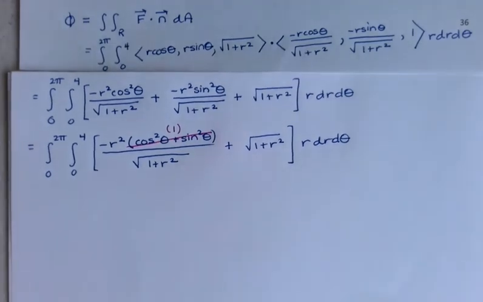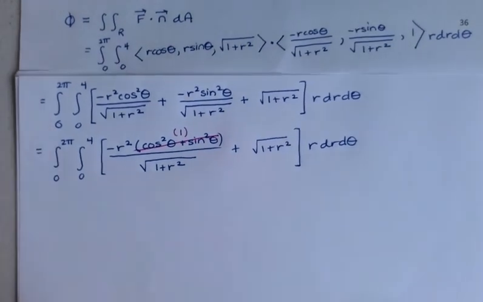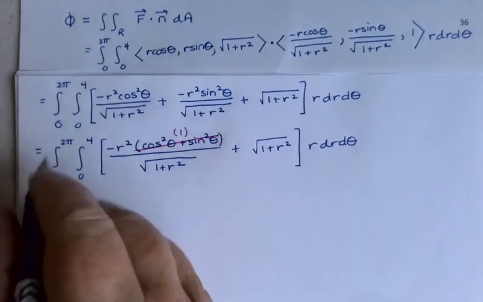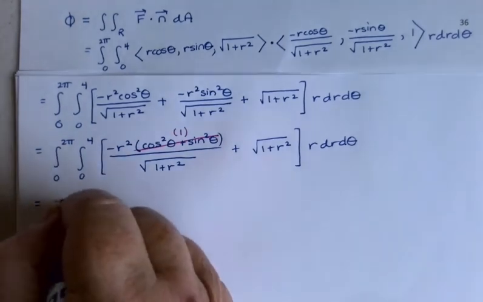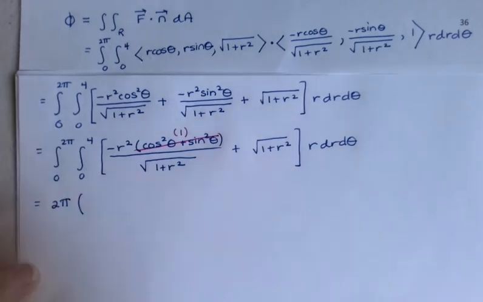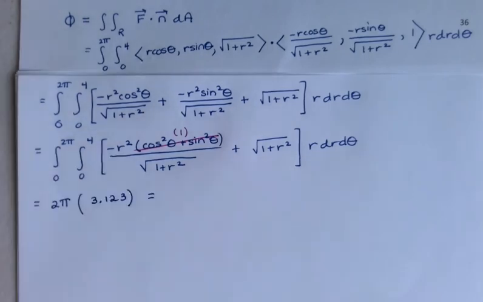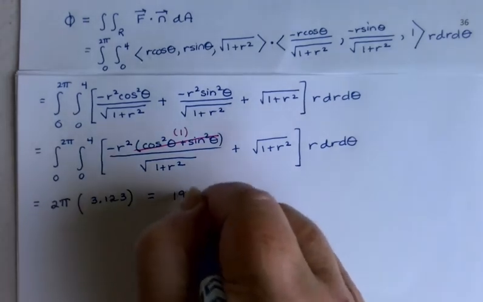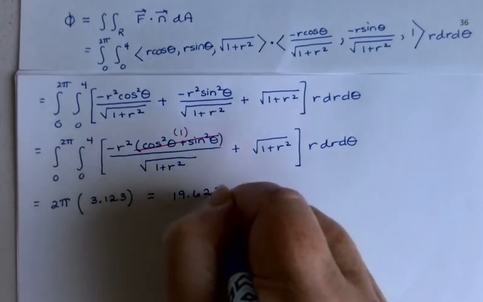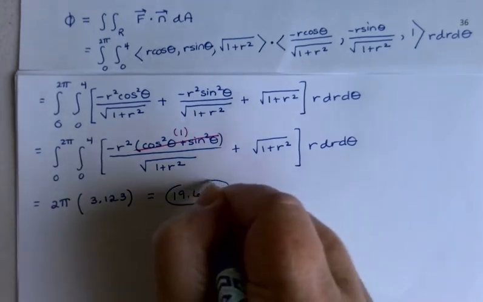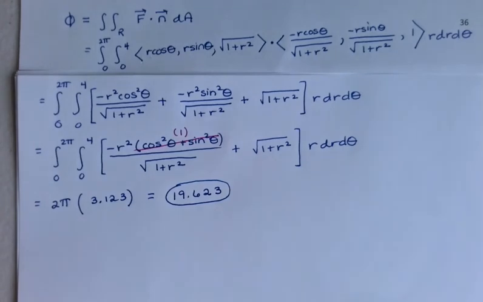And not only was that a nice simplification, but notice that at this point, I no longer have any thetas anywhere in the integrand. So I can use my favorite trick, and I can just pull the 2 pi down, and then I can plug all the rest of that just into the calculator to do the r integral. And when I did that, I got 3.123. Multiplying that by 2 pi gave me 19.623. And that would be my flux then across that bowl-shaped piece of the hyperboloid.